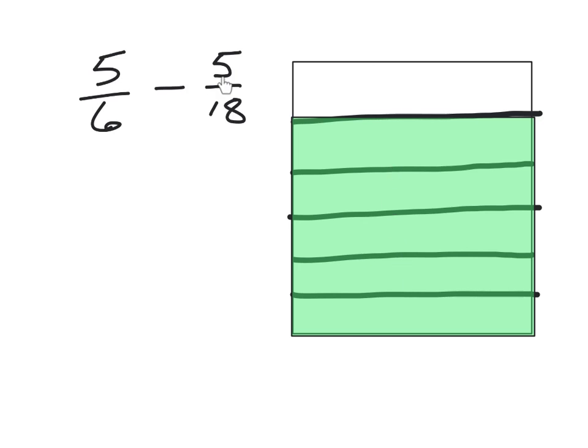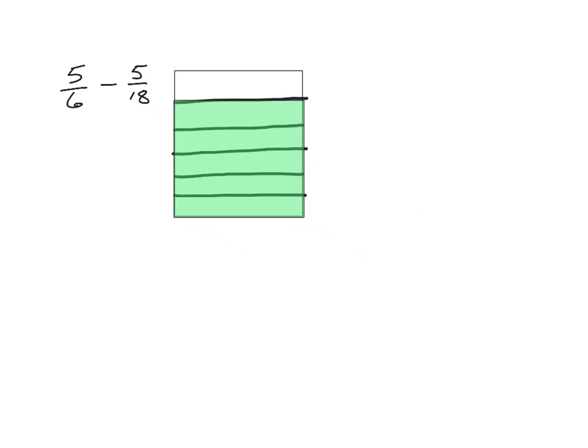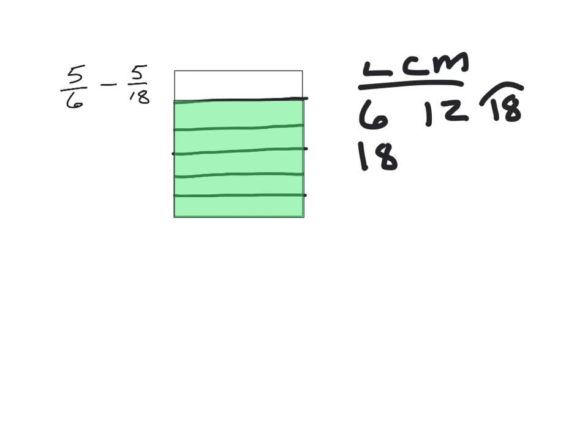And I'm subtracting 5 18ths. Well, I don't have 18 parts here, so I'm going to have to find my LCM. So I'm going to do that right over here, and I'm going to find my least common multiple, and I'm going to write 6 here and 18 right there. And if I start to count by sixes, I get 6, 12, and bingo, 18 right there.